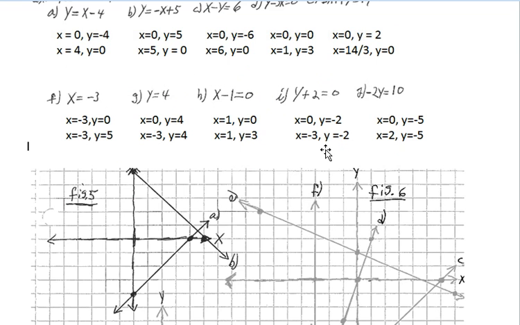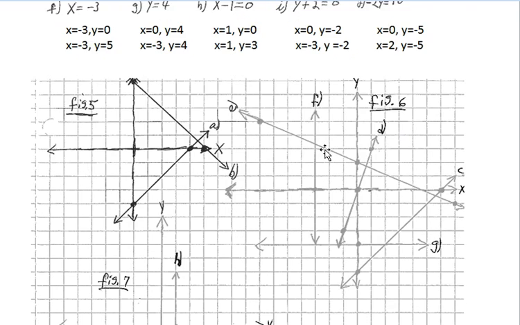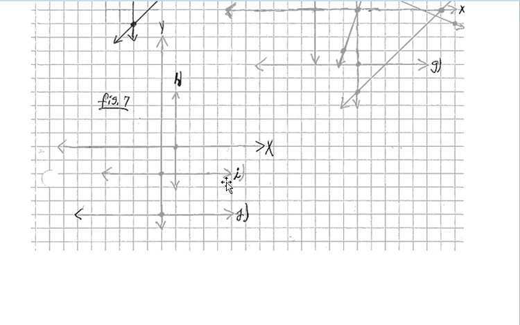Next we have I, which is y plus 2 equals 0. Again, no x variable, so x can take on any value, but y will be fixed. It will be the value of minus 2. So we can start with the points 0, minus 2, and minus 3, minus 2. So notice this graph will be a horizontal line going through y equals minus 2. And this will be graph I. There's the horizontal line right through y equals minus 2.